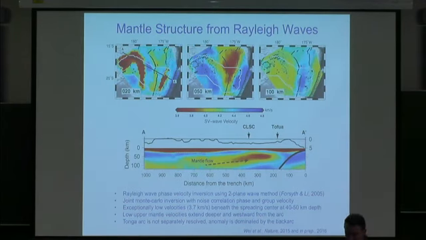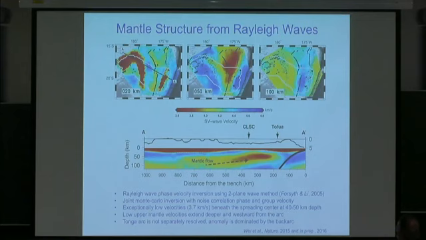And some larger scale imaging then by my student Sean Wei is in this figure here. And what we see in the larger scale imaging from surface waves is that we have extremely large, extremely low velocities throughout much of the northern and central Lau Basin.